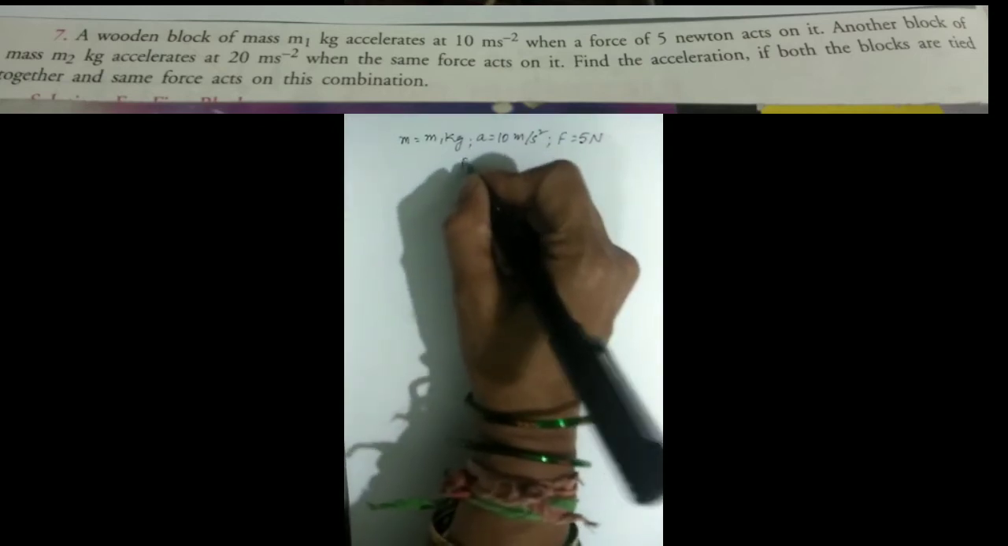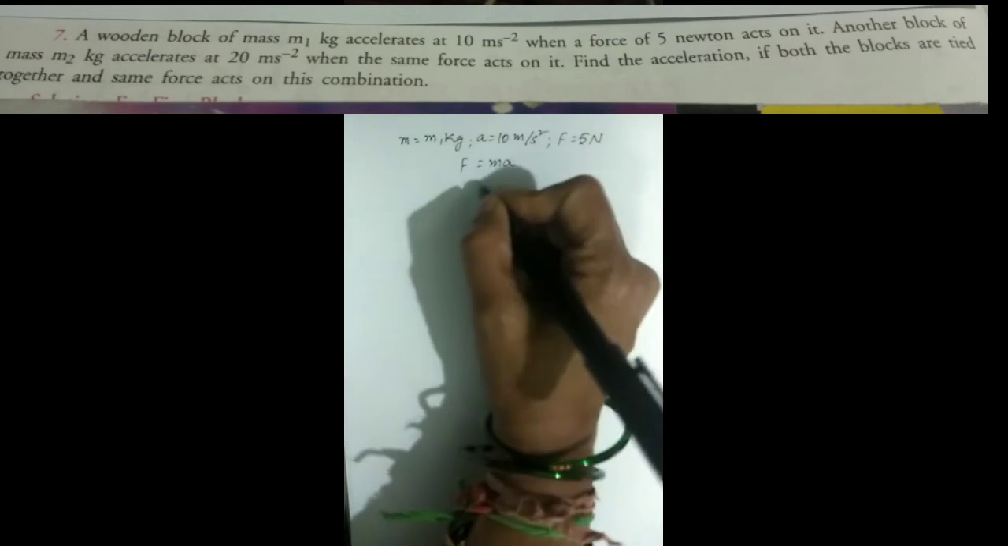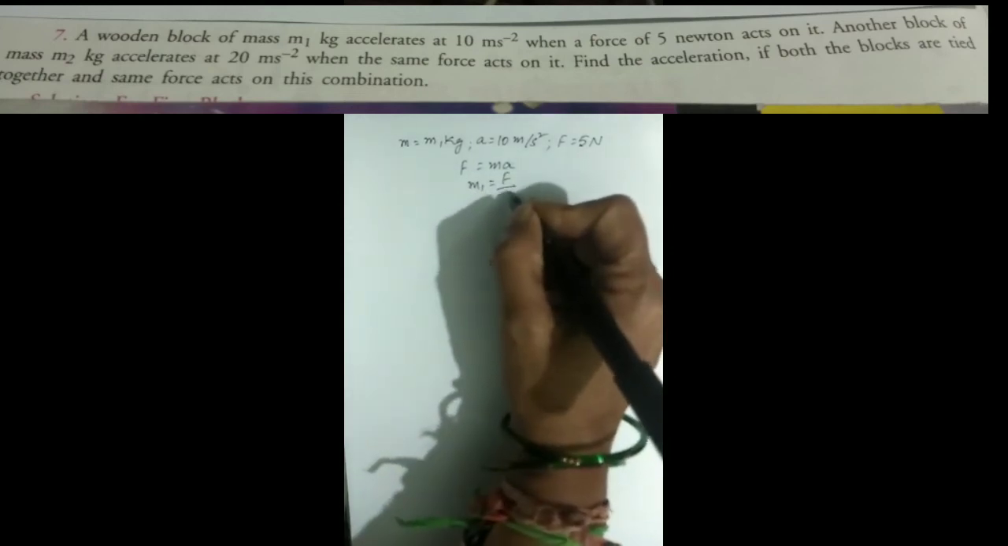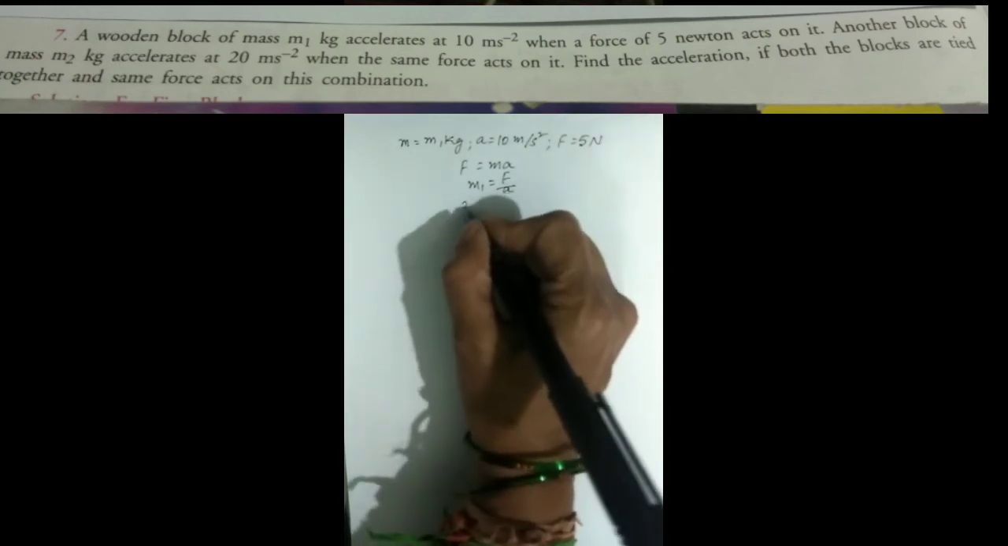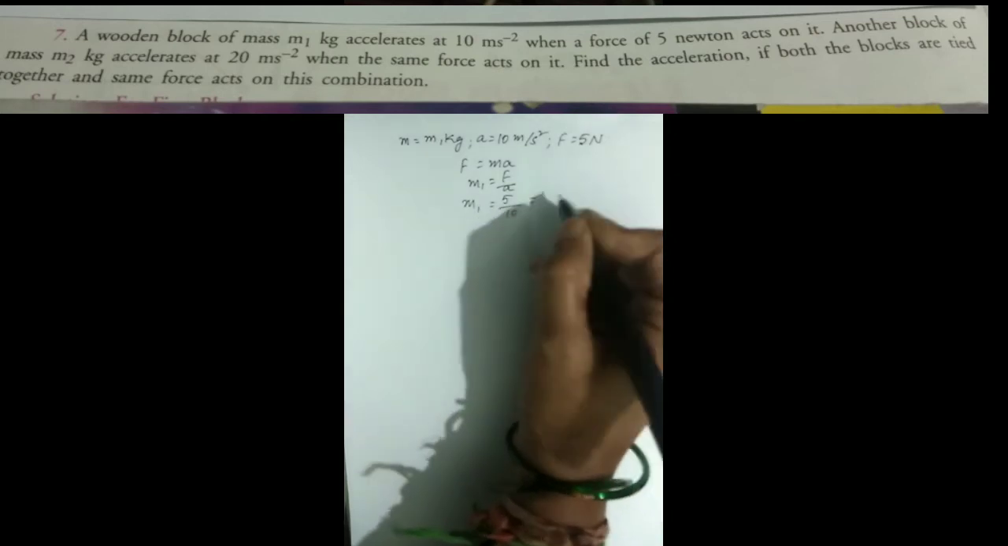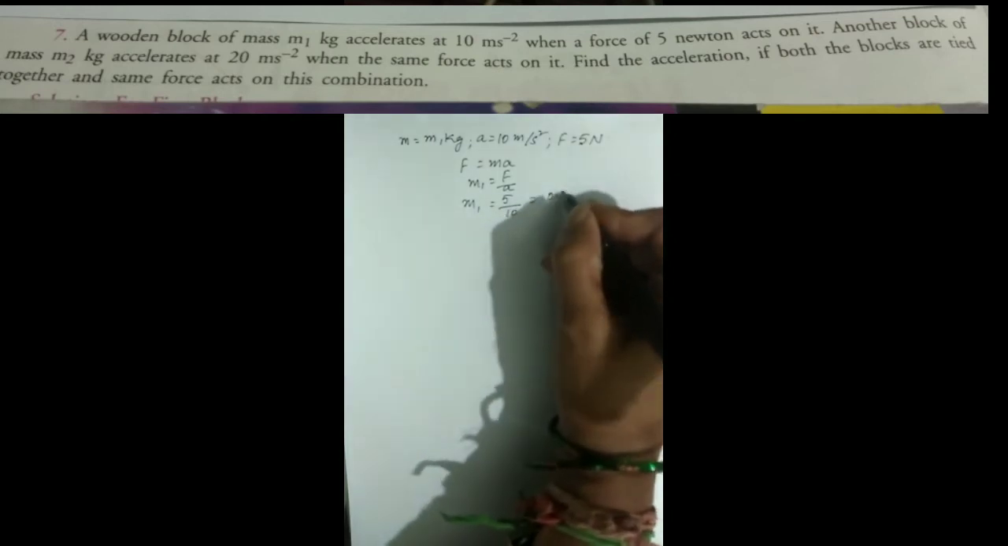First case: M is equal to M1 kg, A is equal to 10 meters per second square, F is equal to 5 Newton. Then F is equal to MA, so M1 is equal to F by A. Then M1 is equal to 5 by 10, that is equal to 0.5 kg.